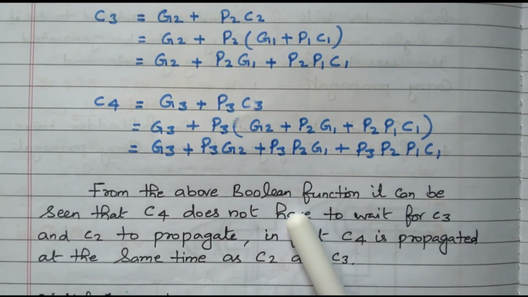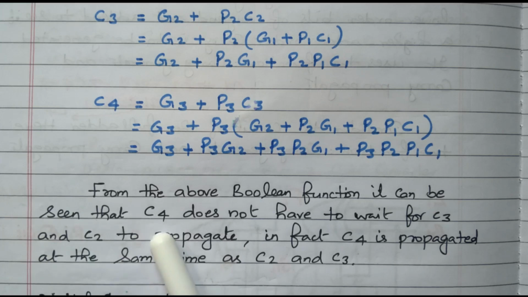From the above Boolean function, it can be seen that C4 does not have to wait for C3 and C2 to propagate. In fact, C3 is propagated at the same time as C2. So, that is the important thing, right. So, C4 does not depend upon C3 and C2. That is, C4 will be propagated in parallel with C2 and C3. All the next stage carries are generated parallelly. That is the advantage of this carry look ahead adder.